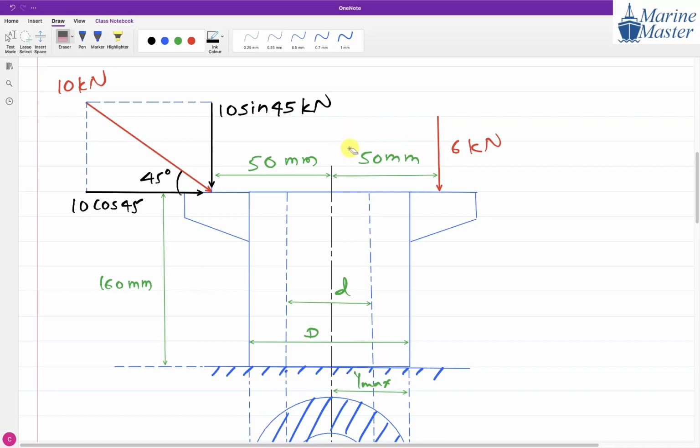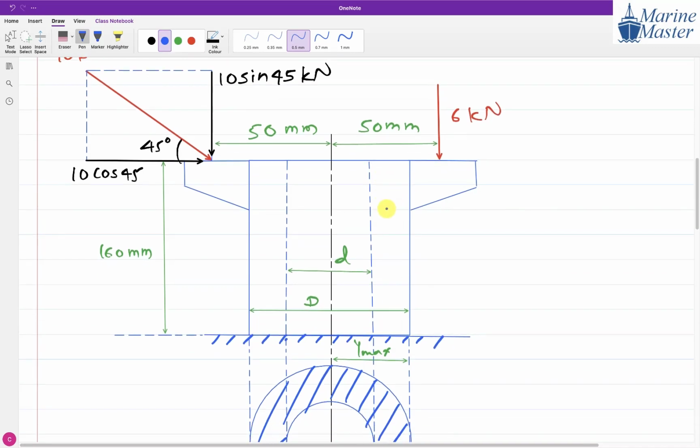So if it is a compression scenario, you have to check which force is creating compression. Is the force 10 cos 45 creating compression? No. It is not decreasing the length, it is not changing the length of the column. It is going to bend the column only. Here only bending of the column happens, everyone.